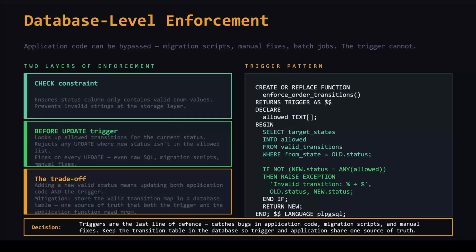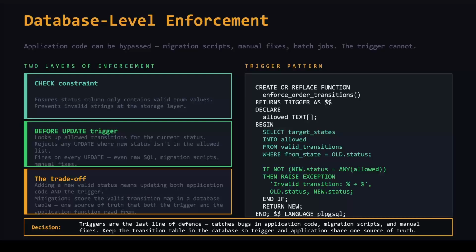Moving on to database level enforcement. Application level state machines can be bypassed. A direct SQL update in a migration script, a manual fix during a production incident, a batch job that updates rows without going through the server action. Any of these can put an order into an impossible state if the only enforcement is in application code. So I enforce at the database level too.